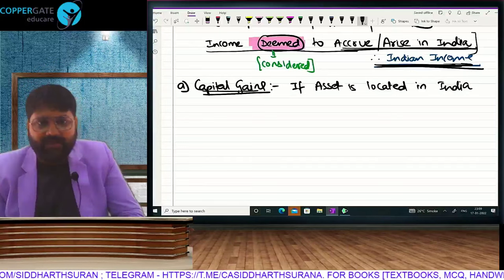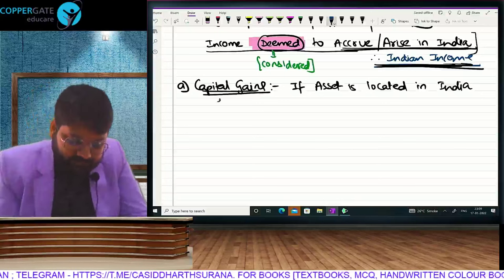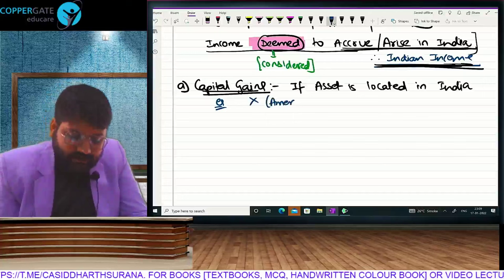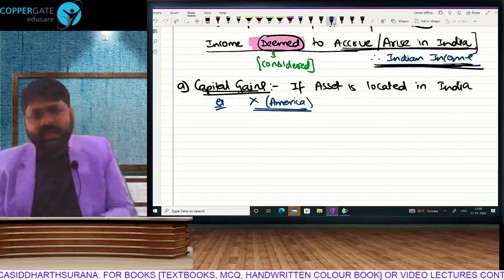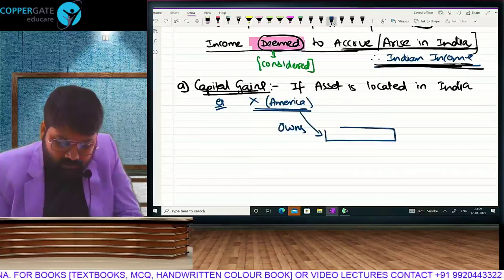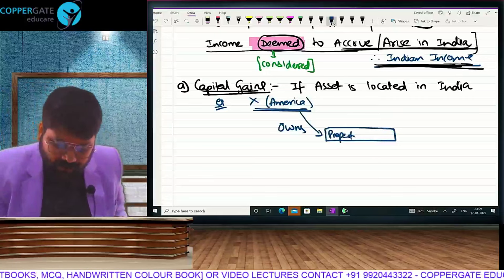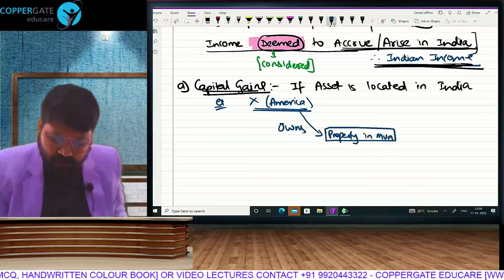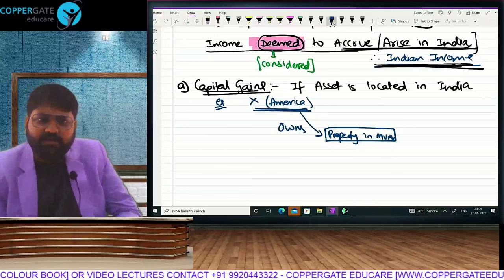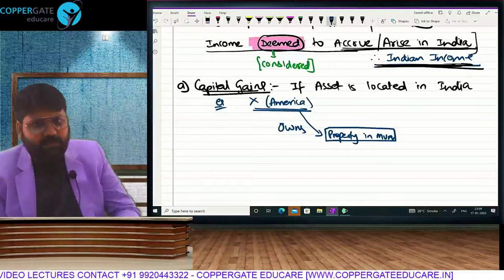Let me explain with the help of an example. X. X is in America. Can someone in America own any asset in India? For example, he has got a property in Mumbai. Is it possible that an American has invested in property in Mumbai? Very much possible. Yes. Foreign national, foreign citizen, Indian citizen who is currently staying abroad has got asset in India.